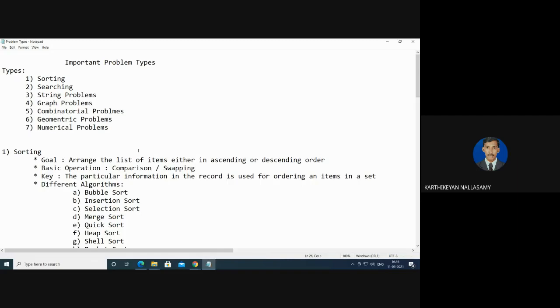So these are the major problem areas. These are the major seven different areas of the domain we need to concentrate on if you want to know about the computer science field. So the first one, a very important thing, is called sorting.